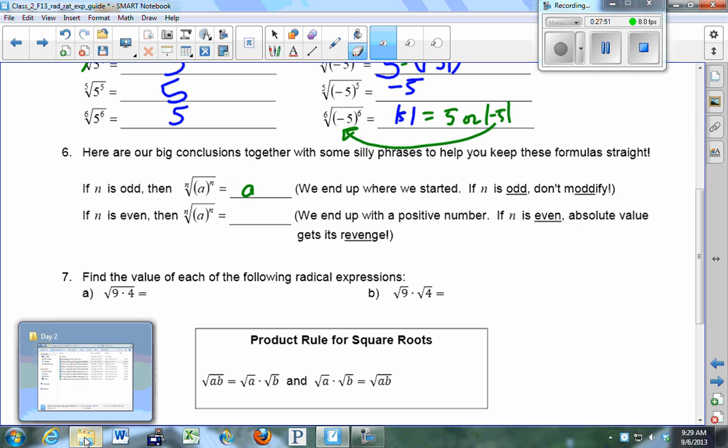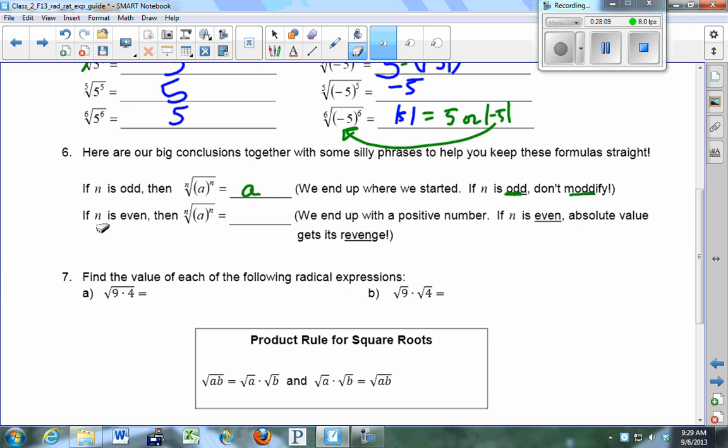Okay, so then Ian made up this little phrase. We end up where we started. If n is odd, don't modify. We're not modifying it in any way. We're not making any additions to the answer. Odd, modify. Get it? Cute? All right. You like that?